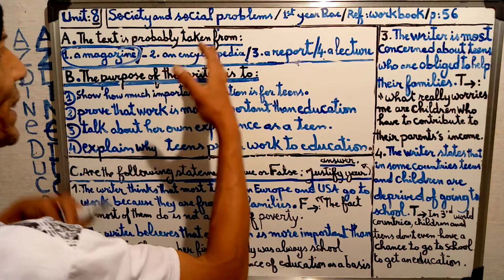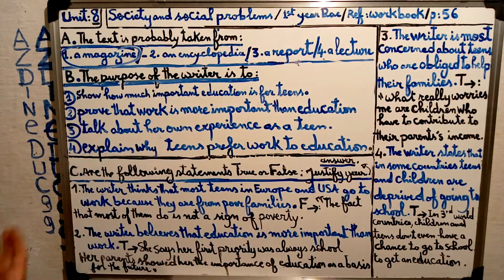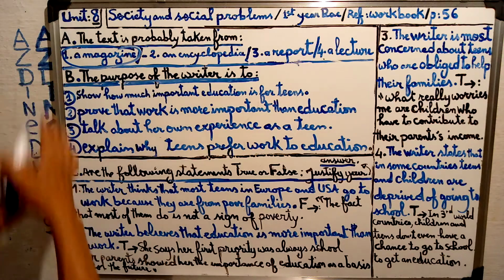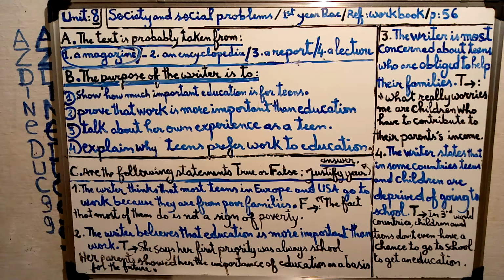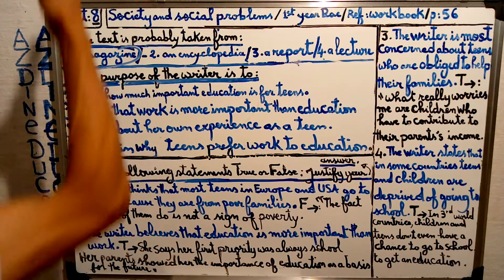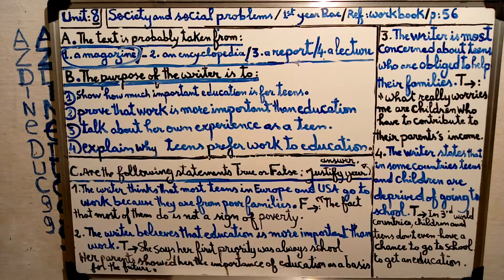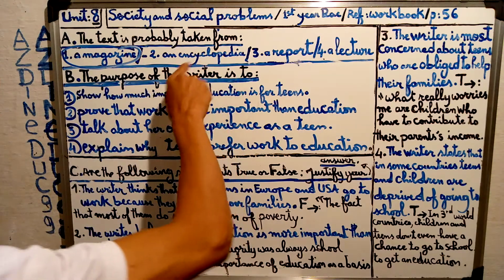Number two, you have an encyclopedia. So what is a magazine? You know what it is: a set of articles, and you can see celebrities sometimes, articles talking about different topics, included in a magazine. مجلة باللغة العربية هي مجلة. فكما سبق وقلت، فهذه الوحدة متعلقة بالمجتمع والمشاكل الاجتماعية. النص طبعا مأخوذ من المجلة وليس من الموسوعة.